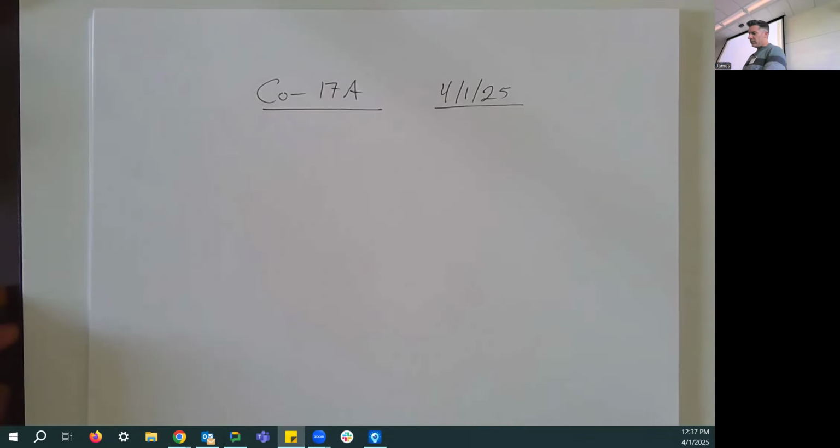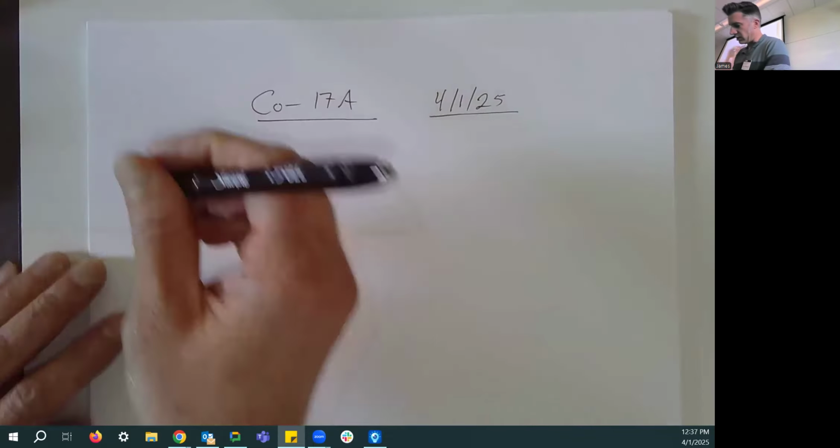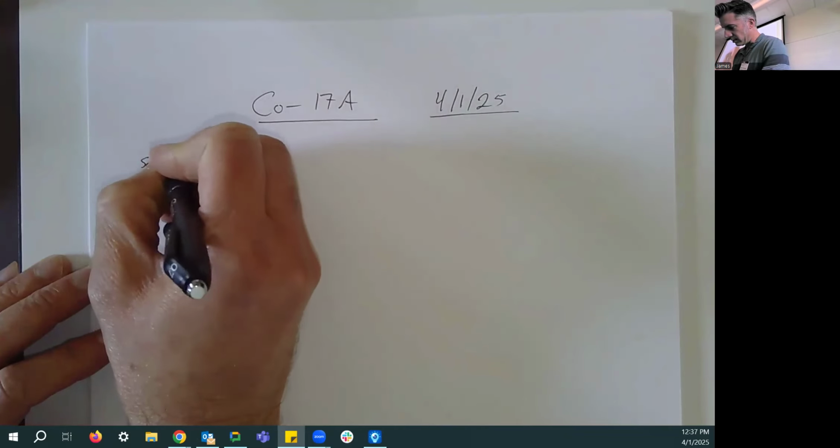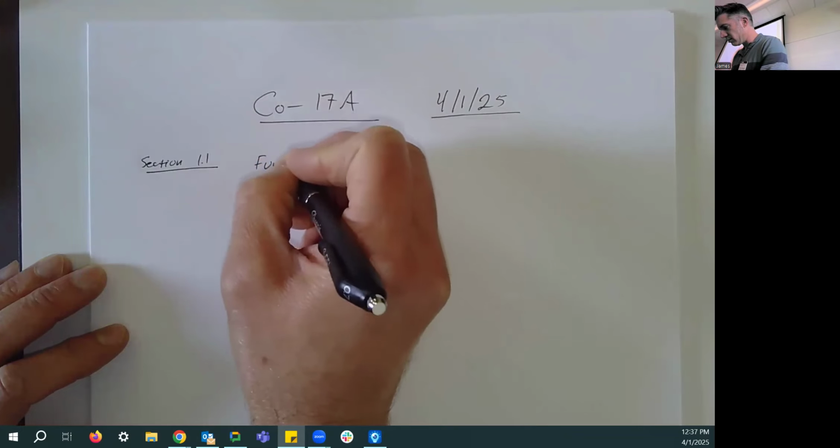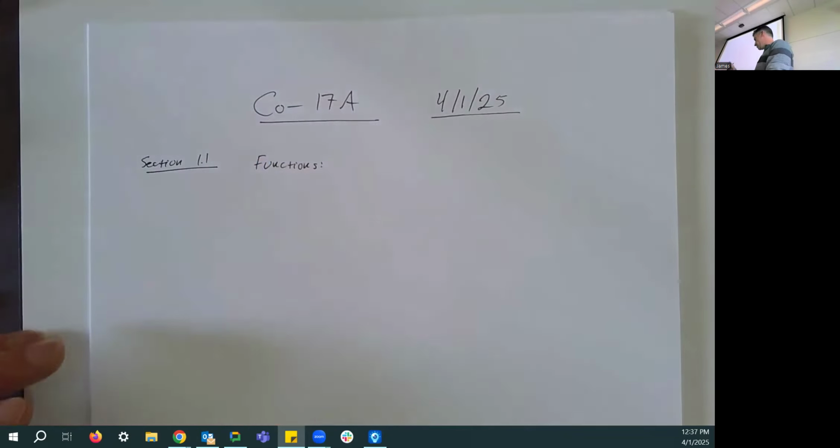So I guess we'll start at the very beginning, which is section 1.1. Functions. I don't know about these new pens. I got some new pens. Don't know if I like them. We'll see.